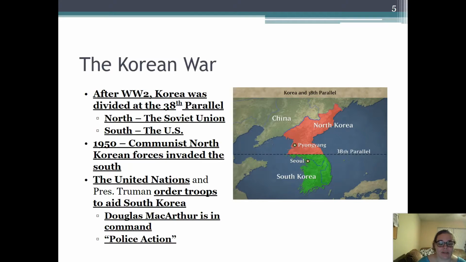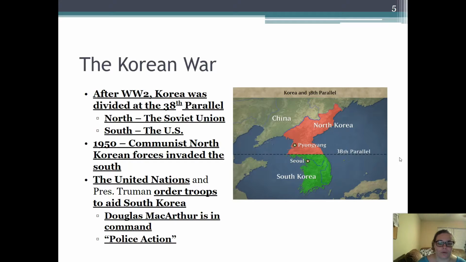This is never considered a war. The United States doesn't technically declare war against Korea. This is a UN police action. And the stated goal of this police action was not to take over North Korea. The stated goal was to push the North Koreans back up to this 38th parallel.